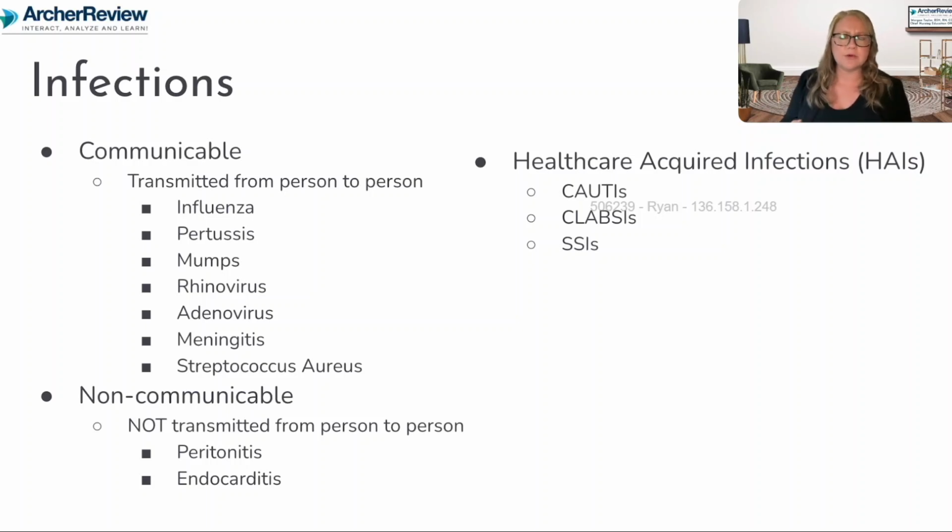The big three that we talk about throughout our lectures are CAUTIs, CLABSIs, and SSIs. CAUTI stands for a catheter-acquired urinary tract infection. Client gets a Foley catheter, and whoops, we got some bacteria in there, introduced it into their urinary tract and caused an infection. We talk about this a lot in our renal lecture.